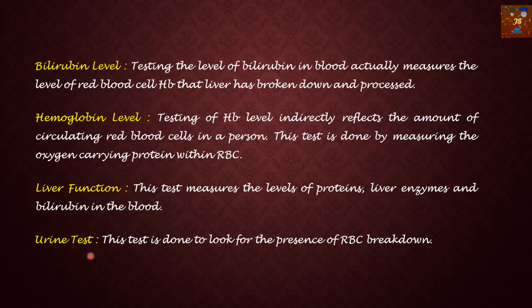Now the urine test. This test is done to look for the presence of RBC breakdown. So whether the broken RBC came to the urine or not. So here the four tests are very important: bilirubin level testing, hemoglobin level testing, liver function and the urine test. So what are the other tests?